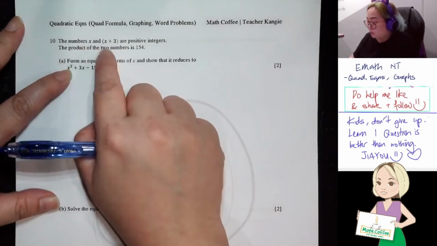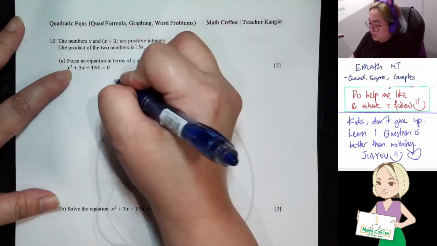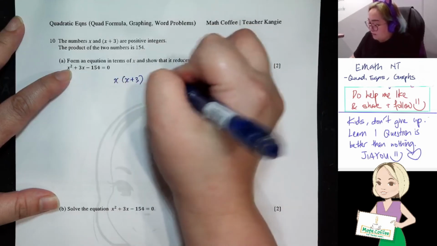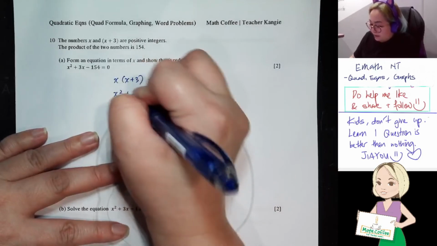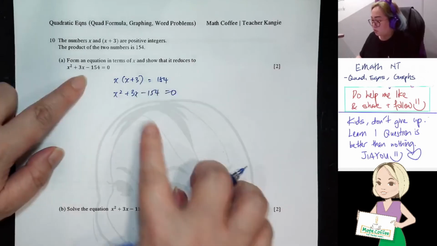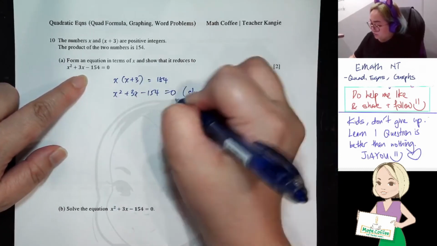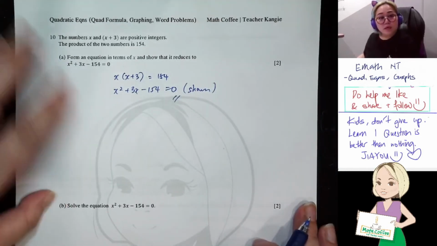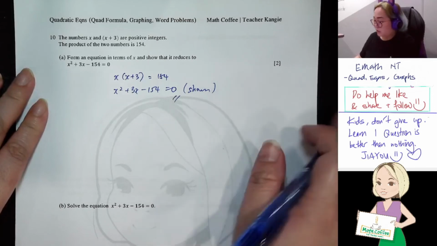So product of two numbers means product of these two expressions. So you say, okay, x times x plus 3 equals 154. So open up, expand, x squared plus 3x, bring this over, minus 154 equals 0. So you see exactly the same. So this is shown. Okay, so this is how you form the equation.